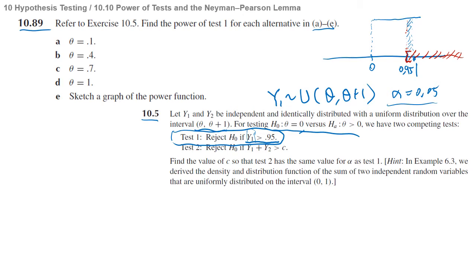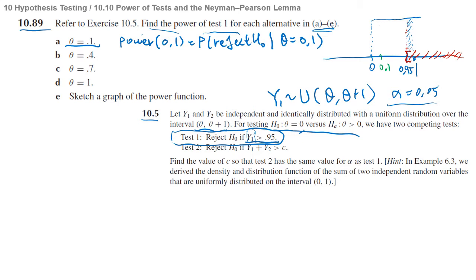Refer to exercise 10.5. Find the power of test 1 for each alternative in A to E. So let's say we want to calculate the power at theta equals 0.1, which is the probability of rejecting the null, reject H0, when the true theta is 0.1. Okay, so if the true theta is 0.1, what would be the graph? If the true theta is 0.1, then the true distribution would be something like here.